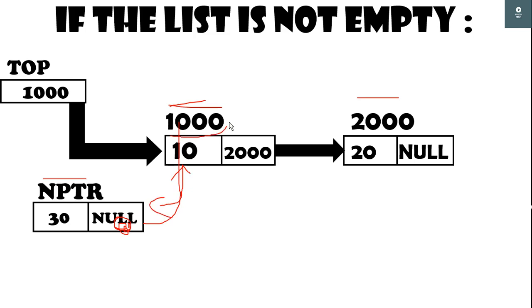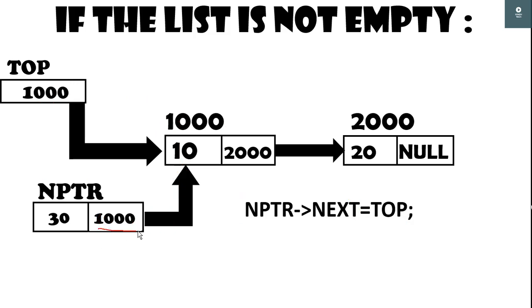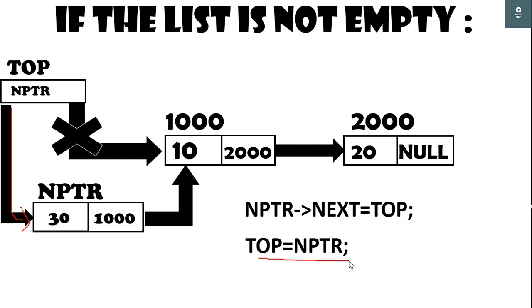Now this address is stored inside top. So we'll make this is equal to top. So we have nptr->next, that is this field, equal to top. Top is having value 1000, therefore this will have the value 1000 stored inside this. So you can see 1000 is stored inside this, and nptr is pointing to this first node. After this we'll make top point to this nptr. So we have top is equal to nptr, that is now top is having the address of nptr. In this way top is pointing here, and we can insert the element in a non-empty list.